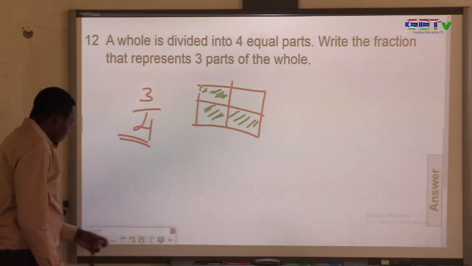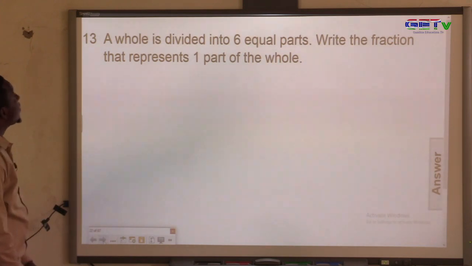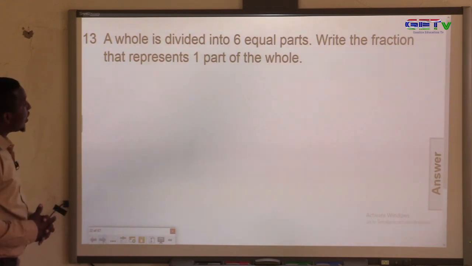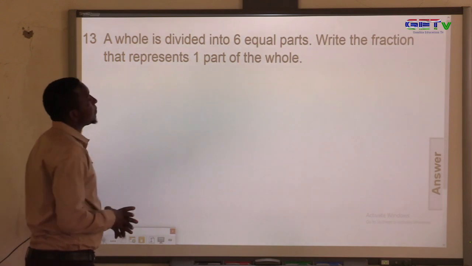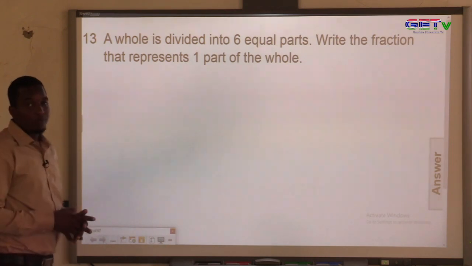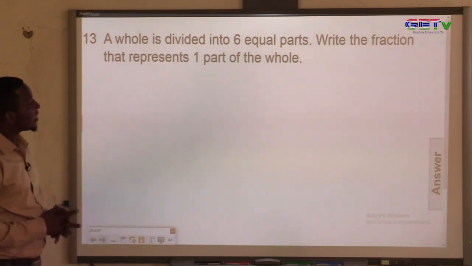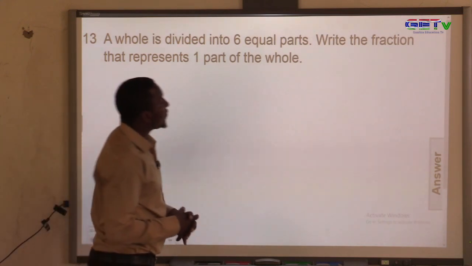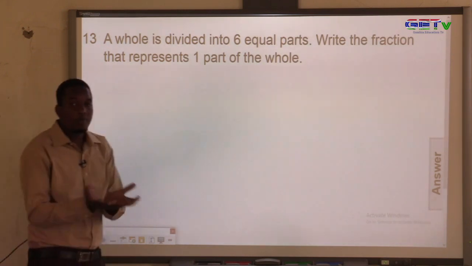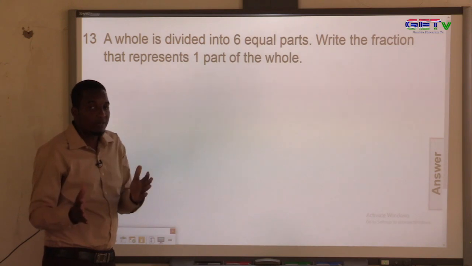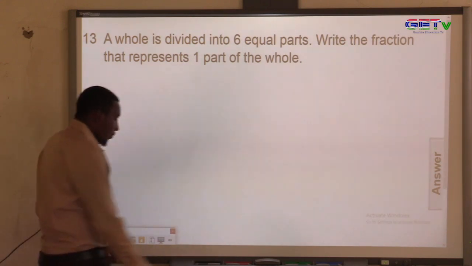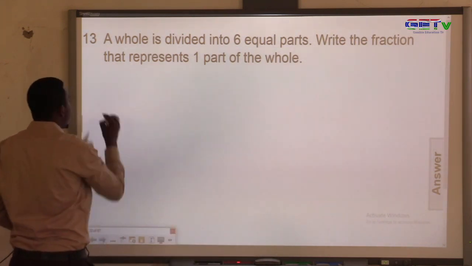We proceed to another question. In this one, it's a similar idea like the other one. It reads, a whole is divided into 6 equal parts. Write the fraction that represents 1 part of the whole. A whole is divided into 6 equal parts. I repeat. Write the fraction that represents 1 part of the whole. In this other case, we have a whole, but it is divided into 6 equal parts. And then we are asked to write the fraction of just 1 out of the whole. So again, we are going to go further to try to put this in a pictorial form.